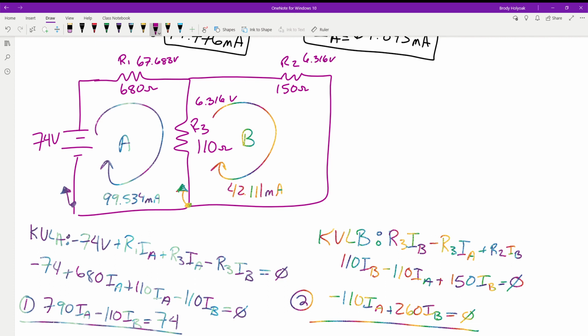And we can also verify that. What current do we have going through R2? IB, current B, the 42.111. That's going to get us to 6.316 volts.